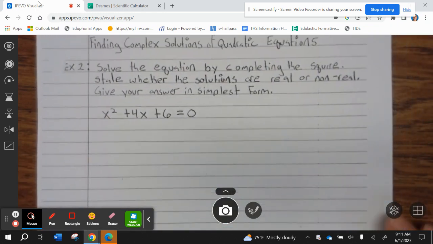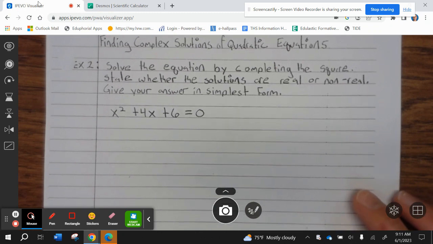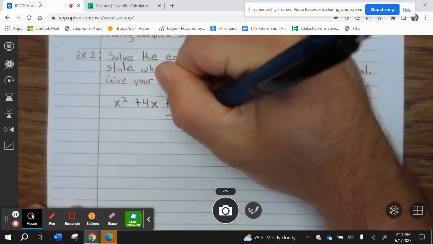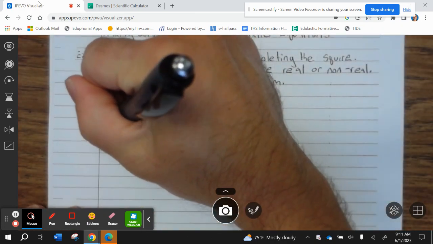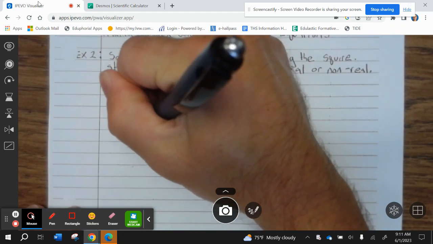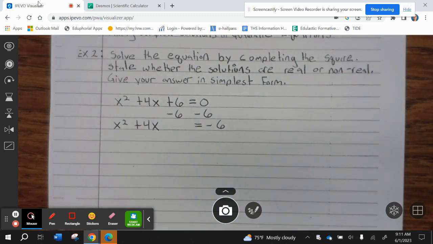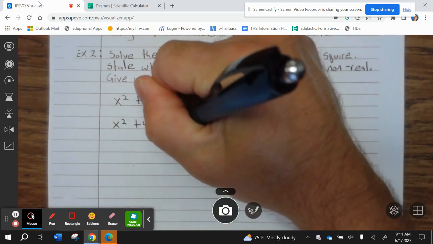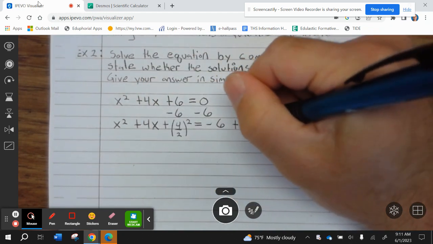Let's take a look at example number 2. Solve the equation by completing the square. State whether the solutions are real or non-real. Give your answer in simplest form. So first off, we're going to subtract 6 from both sides. So you get x squared plus 4x equal to negative 6. Now to complete the square, we're going to add 4 divided by 2 squared to both sides.